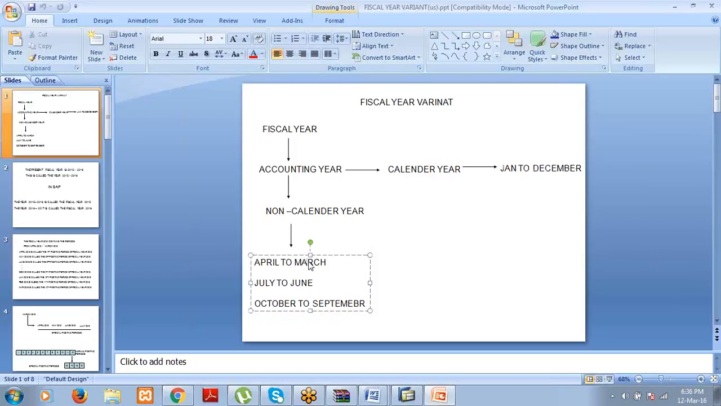And Ollie, can you tell me what is the fiscal year in the UK? I think it is July to June.